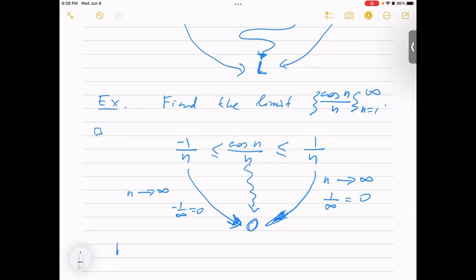So by the squeeze theorem, the limit of cosine n divided by n, as n is approaching infinity, is equal to 0.